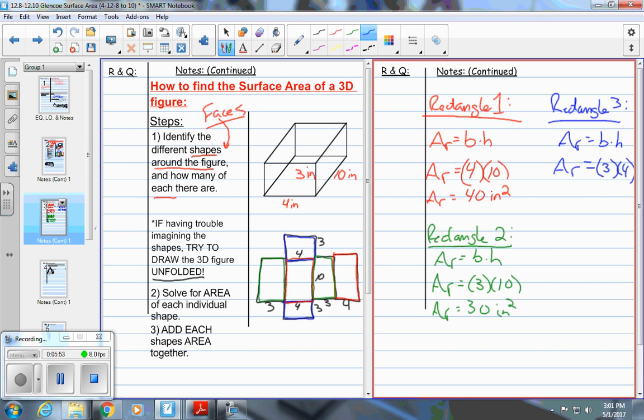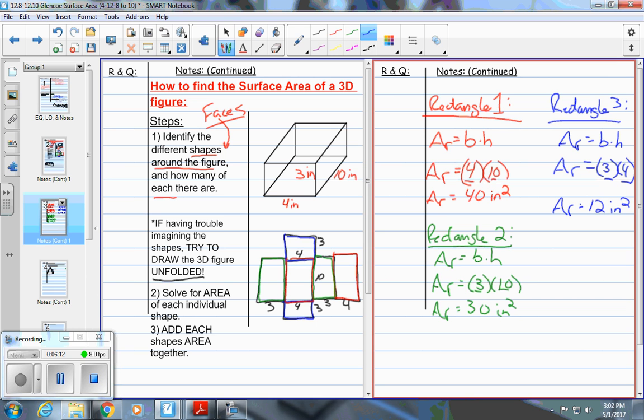You may have noticed the pattern. We need to make sure that the 4 and the 10 are multiplied together, the 3 and the 10 are multiplied together, as well as the 3 and the 4. We've literally done every combination of these dimensions. So we got 12 inches squared.